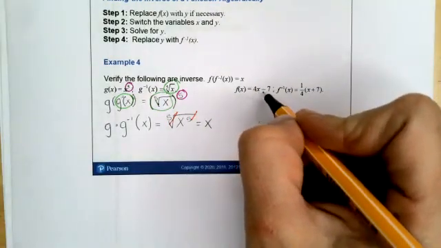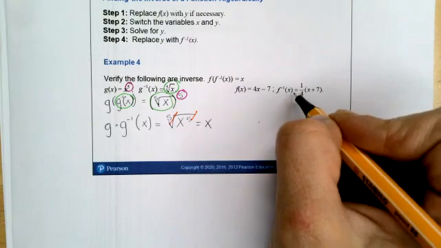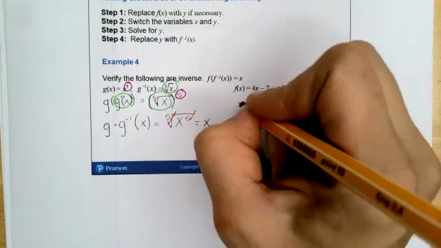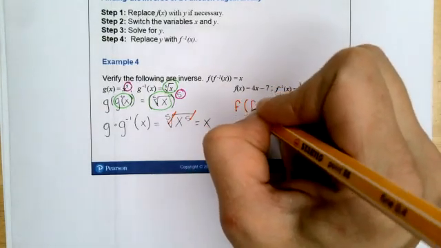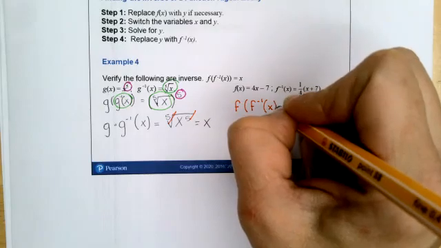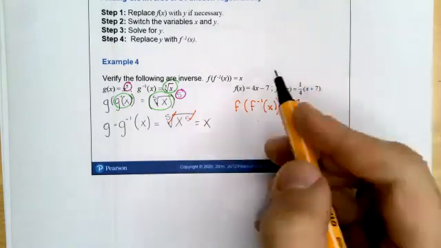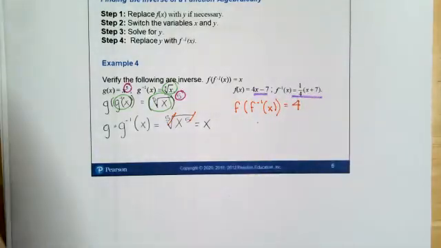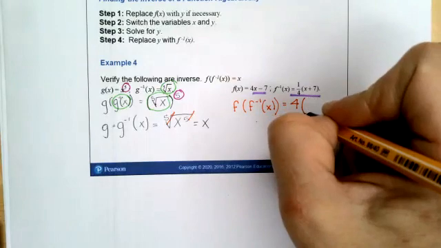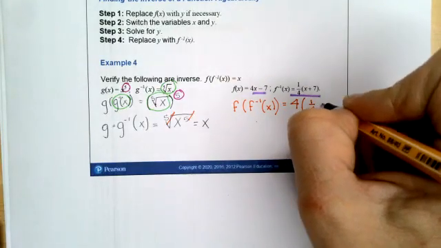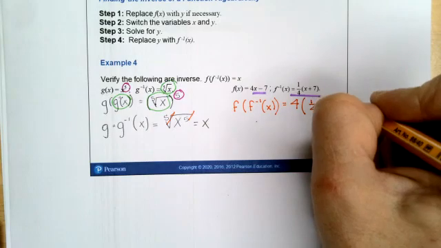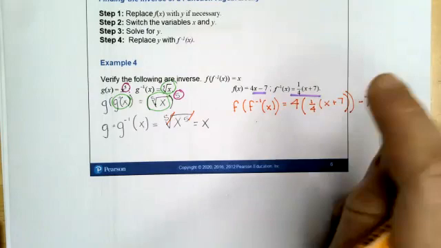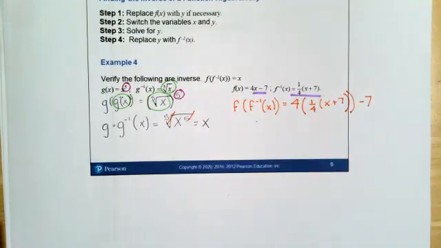Now I have f of x equals 4x minus 7, and the inverse of f of x is 1/4 x plus 7. Good. f of the inverse of f of x is 4 times, instead of that x, I'm putting in all of this, okay? 4 times 1/4 times x plus 7 minus 7. So all of that where the x was.